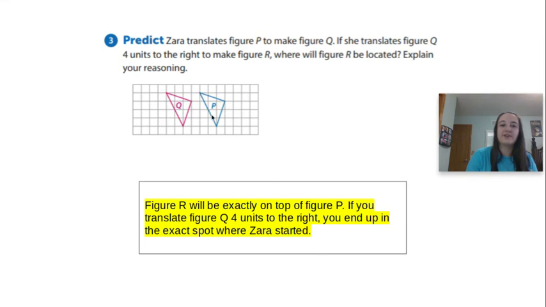So we can see our figure R is going to align exactly where figure P was. So figure R will be exactly on top of figure P. If you translate this figure 4 units to the right, you end up in the exact same spot where Zara started.